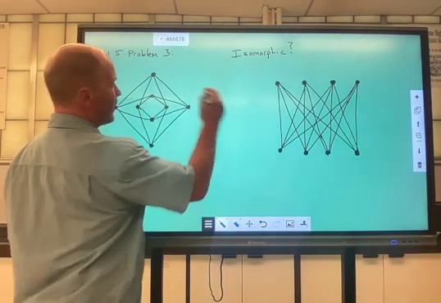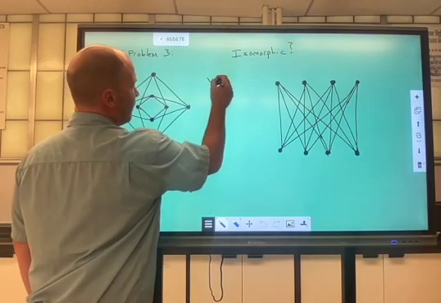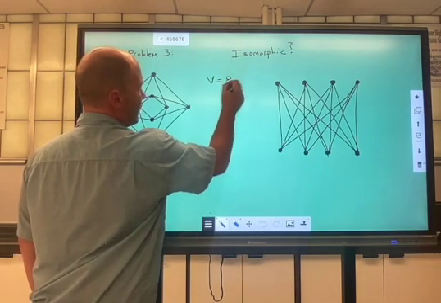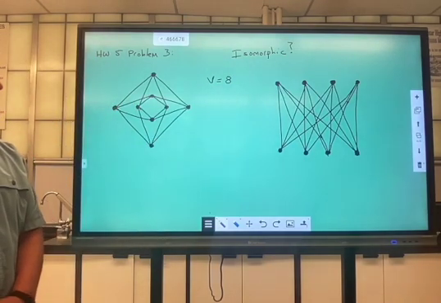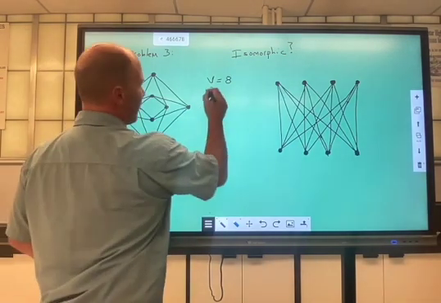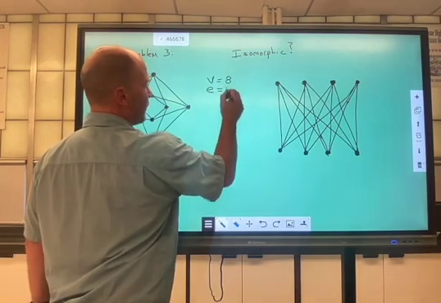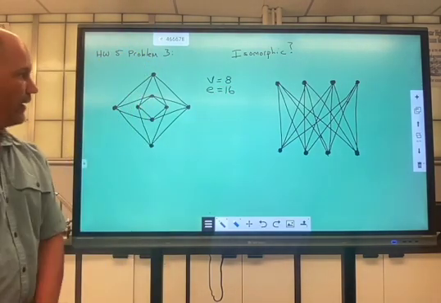I first looked at the number of vertices, and I went, oh, the number of vertices is 8. Each graph has 8 vertices, and you can check that yourself. And then I said, well, how many edges does each graph have? And after some careful counting, I discovered that each graph has 16 edges.